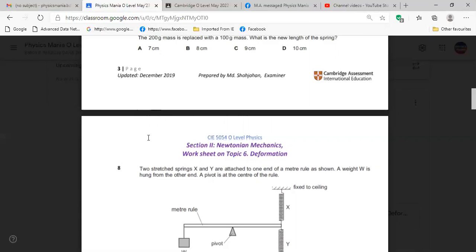Have you written? Yes, sir. Homework on topic 6, worksheet, MCQs, numbers 2, 4, 5, 7, 8, 9, 10, and 11. Okay, well done. So that's all for now.